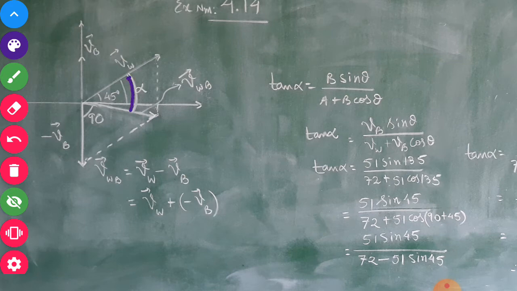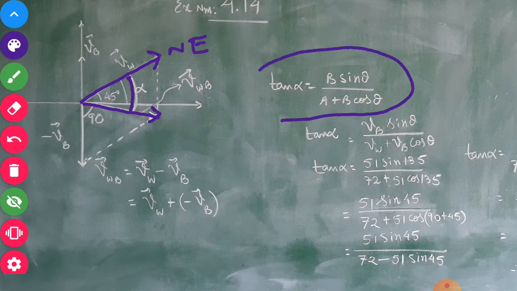It is explained in a similar way that we now want to calculate this alpha. The angle of velocity of wind is 45 degrees because it is in the northeast direction. And this is the vector which is velocity of wind with respect to boat. Now it is very easy. Tan alpha is Vb sin theta upon Vw plus Vb cos theta. This is the equation of tan alpha which we derived at the time of the law of parallelogram. Just we have to place the values. Vb is 51, sin 135, upon 72 plus 51 cos 135.